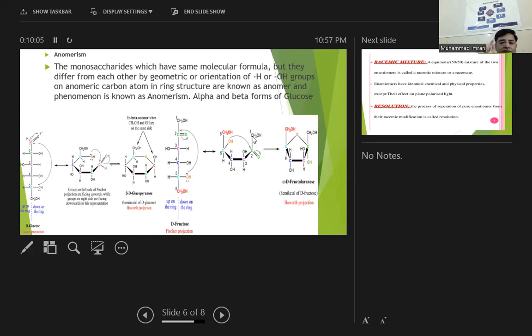In case of aldehyde, the first carbon is the anomeric carbon, and in case of ketone, the second carbon is the anomeric carbon. Anomeric carbon is that carbon which is achiral before ring formation and becomes chiral after ring formation. Here, in case of glucose, the first carbon is the anomeric carbon, but in case of fructose, the second carbon is the anomeric carbon. We see the position of the hydroxyl group only on the anomeric carbon. That's all.